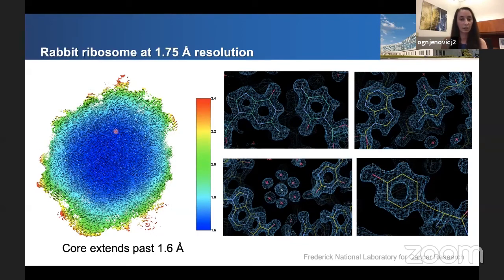Shown here is the local resolution plot that shows that in the core of the particle of the large ribosomal subunit, the resolution extends past 1.6 angstroms. This represents the highest resolution ever obtained for a ribosome from any species using any structural biology method. At this high resolution, you can see the usual features, as I mentioned so many times before, but everything is so much crisper and it's easier to correctly identify solvent particles and to interpret extra densities as post-transcriptional and post-translational modifications.